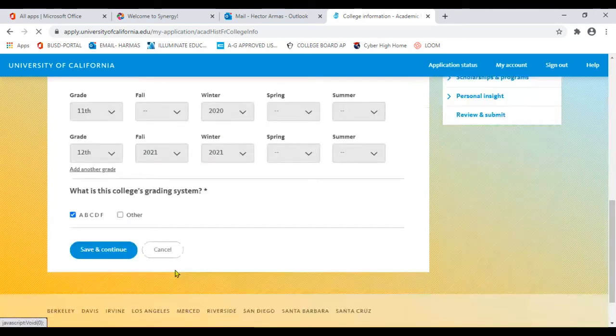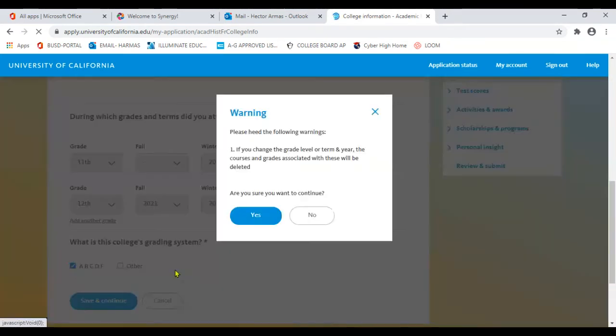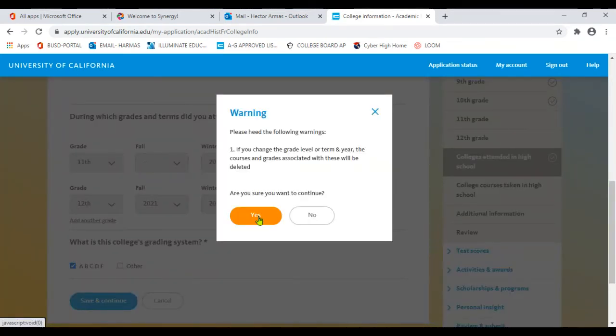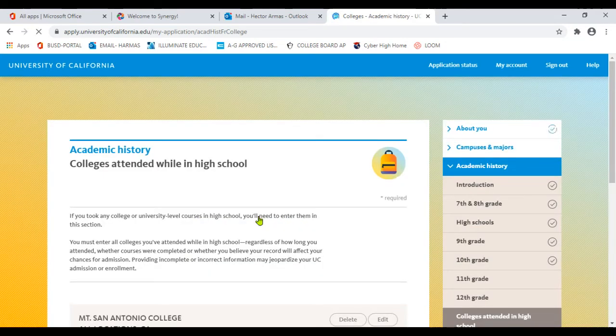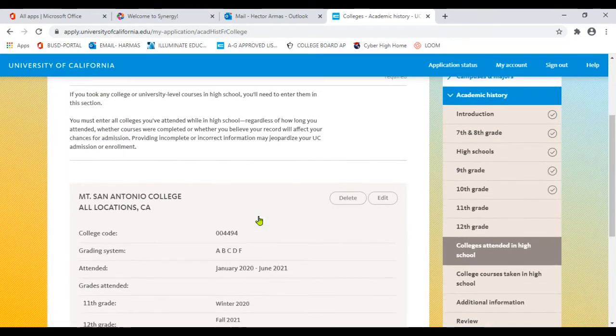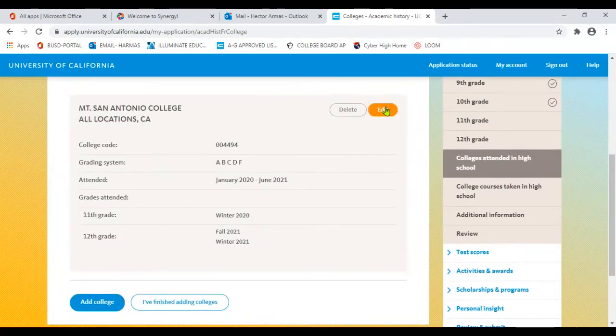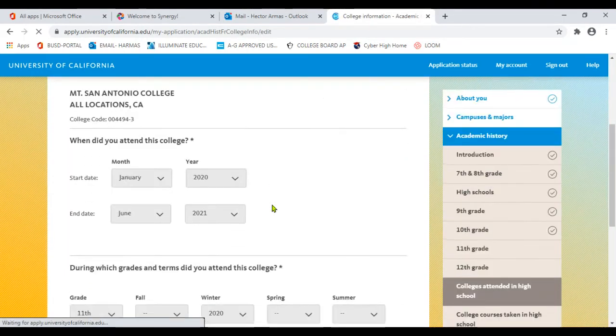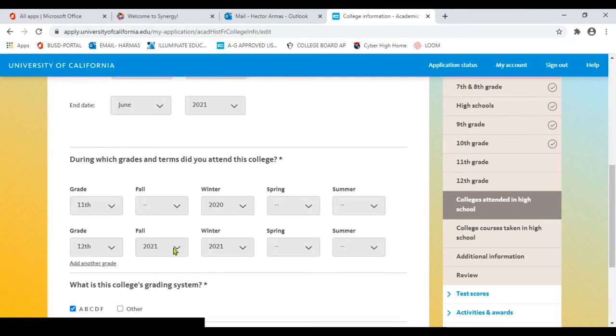Actually, fall would be 2020, guys, not 2021. Mr. Armis, for this year. Okay, yes, you're right. So let me go back. Where is it at? Edit. Yes, so let me go right here with edit. And this should say 2020. Yeah, fall of 2020, because we're still in this year.